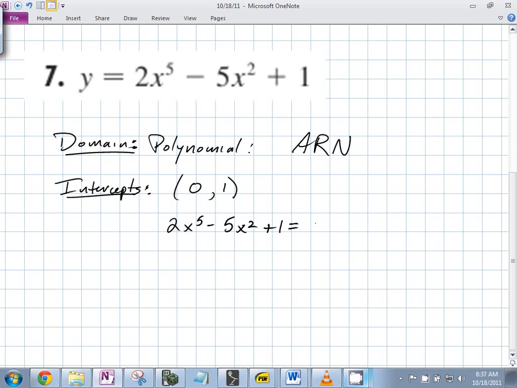Although Algebra 2 kids, I hope they could do this, but they probably can't because we don't go quite that high with the polynomials. So this is our y-intercept. We want to go for our x-intercept, so we set it equal to 0. What do you do? You try to factor this. Exactly. You try to factor it.